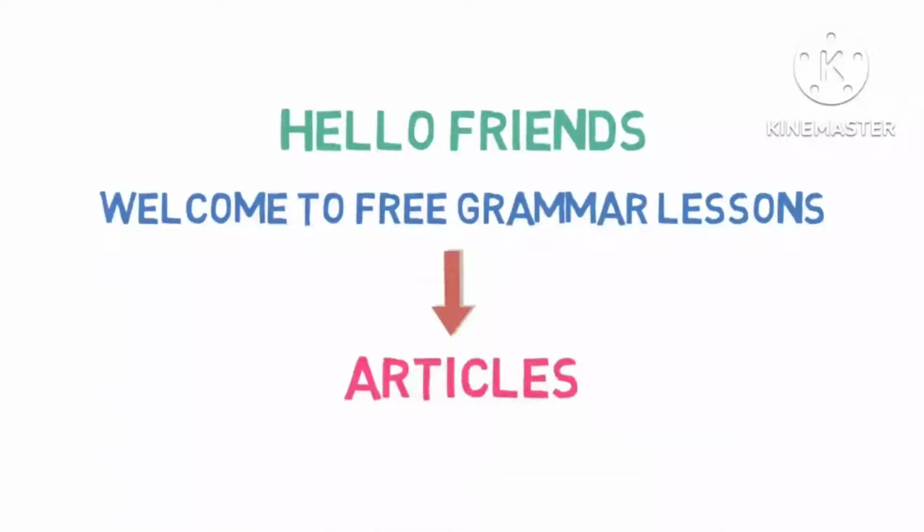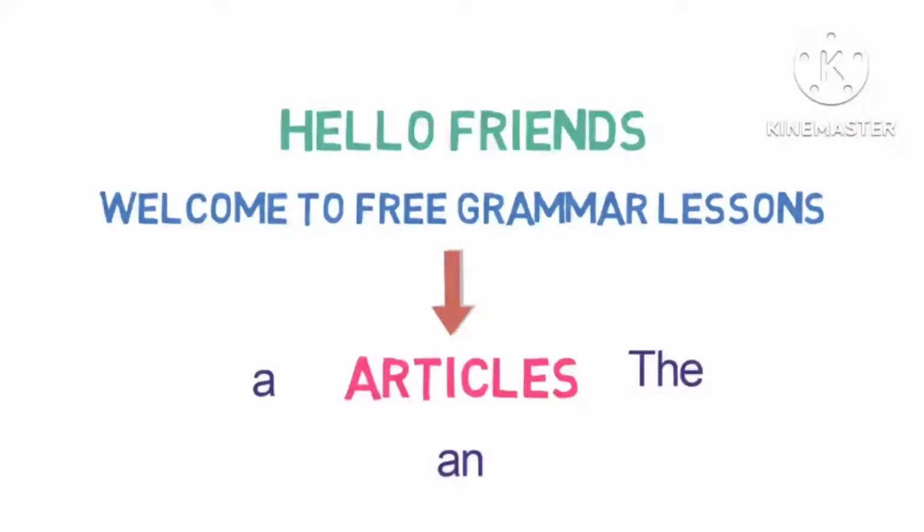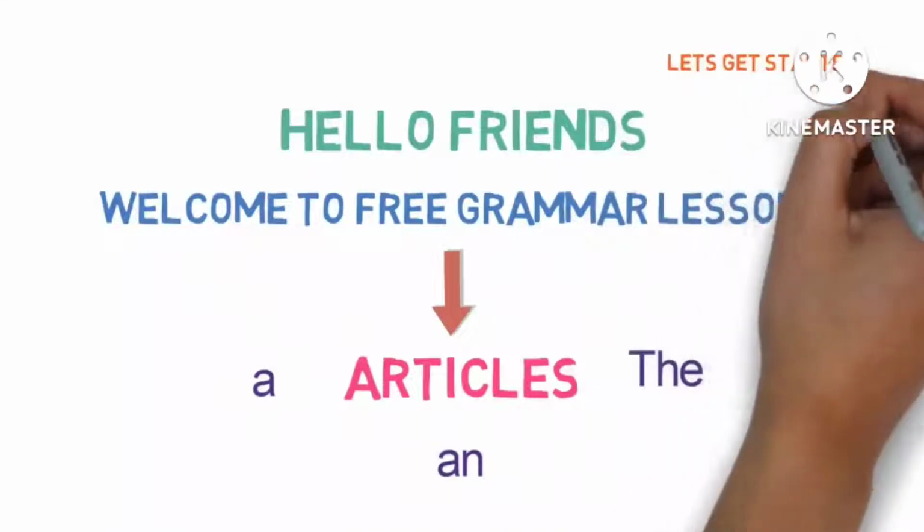Articles in English grammar, which are mainly a, an and the. We will have a basic overview of these articles. So without further ado, let's get started.